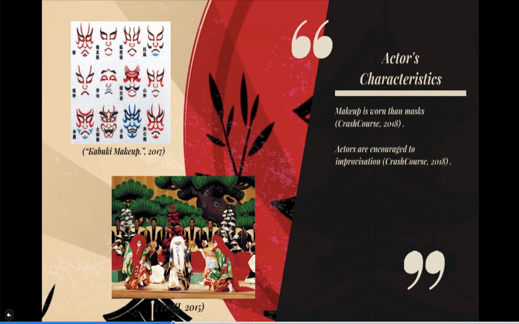For Kabuki, some production elements are the wearing of makeup rather than masks, and the encouragement of actors to improvise rather than follow the script. On the top picture, you see multiple types of makeup that are worn. This makeup can represent different types of characters, whether they be protagonists, antagonists, or women. On the bottom picture, you see some actors on the stage in their costumes.